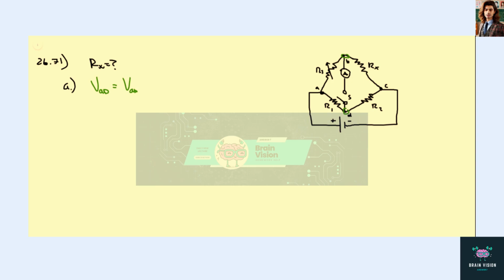So from that, we can figure out what that means. That's saying the voltage across R3 equals the voltage across R1. If we have a current coming in here, this is our I, we have I3 going that way and I1 coming down this way. So what our equation says is that I3 R3 equals I1 R1.